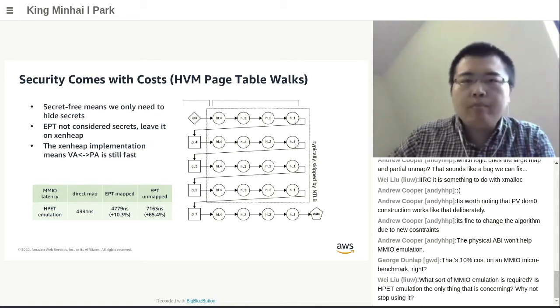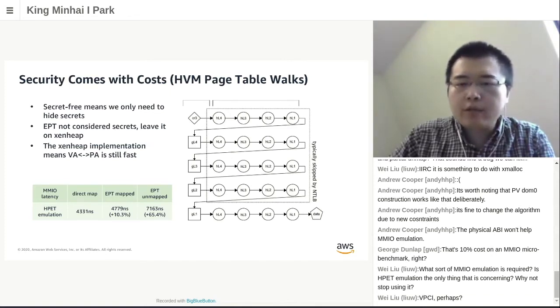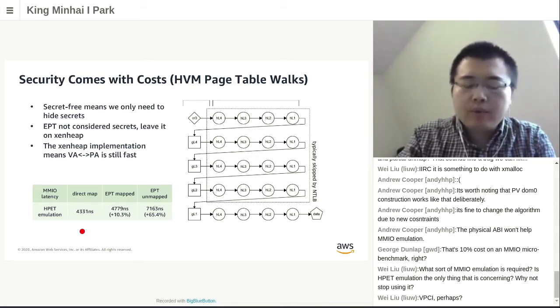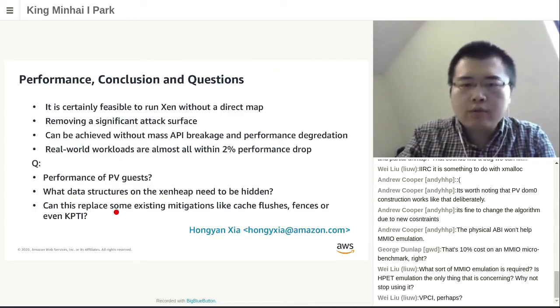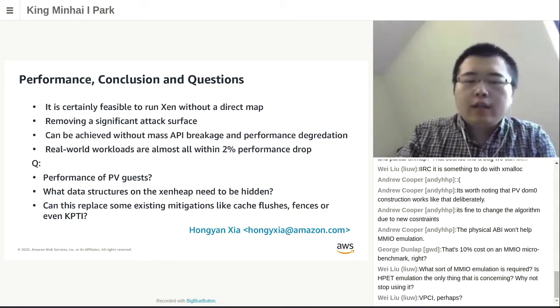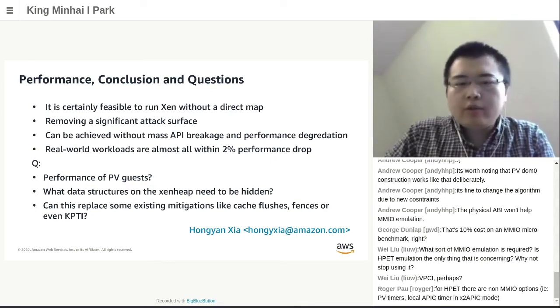So these are the two biggest issues that I found in benchmarking HVM guests. I addressed one issue and just completely denied the second issue even exists. After addressing the two issues, we reach the conclusion: at least in this implementation, it's certainly feasible to run Xen without a direct map, and it removes a major attack surface.